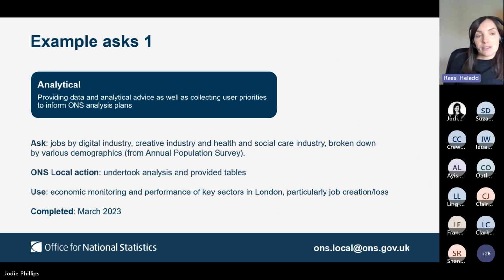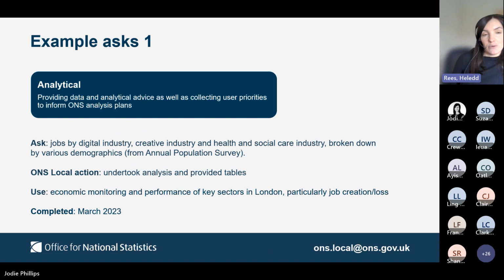Then I've got some examples on the next few slides about some of these pillars, so what people have already been asking for that fall into each of these. Just for you to see what kind of requests we've been having. It's not necessarily limited to these sort of requests, but good for you to have a bit of an idea. So the first one is the analytical pillar.